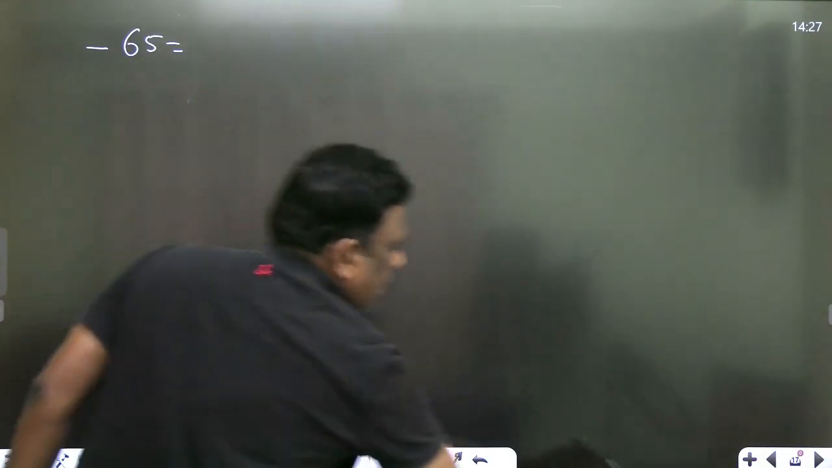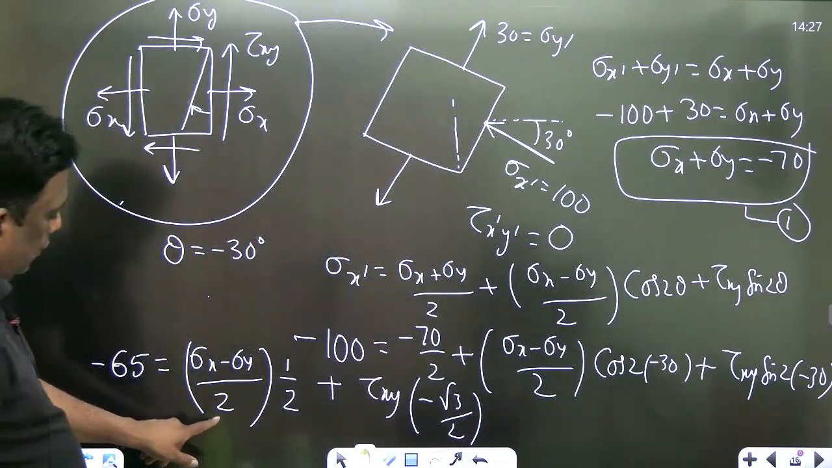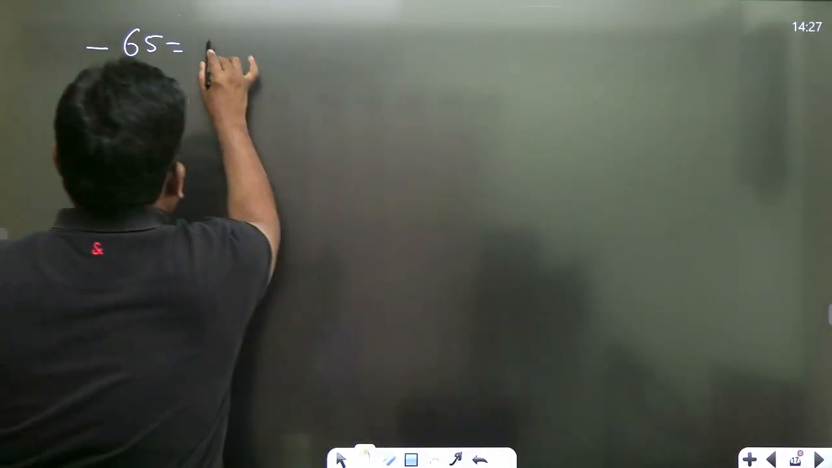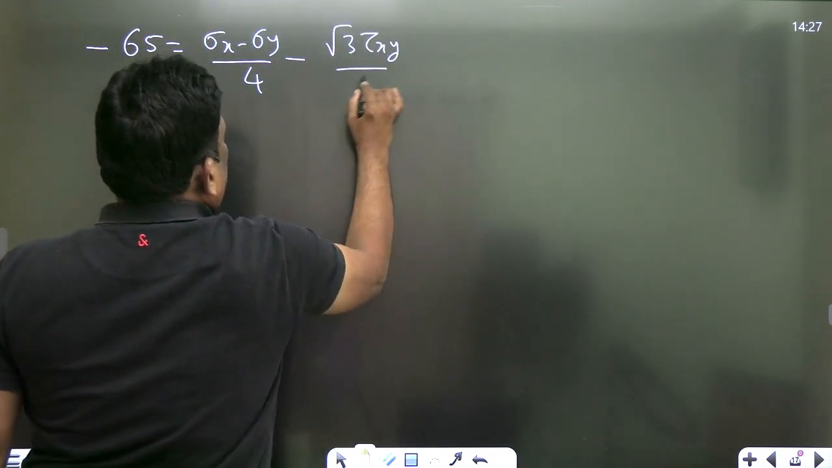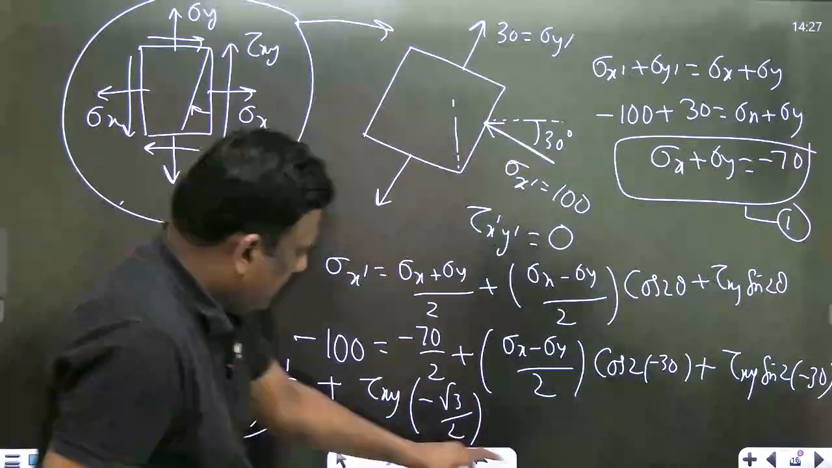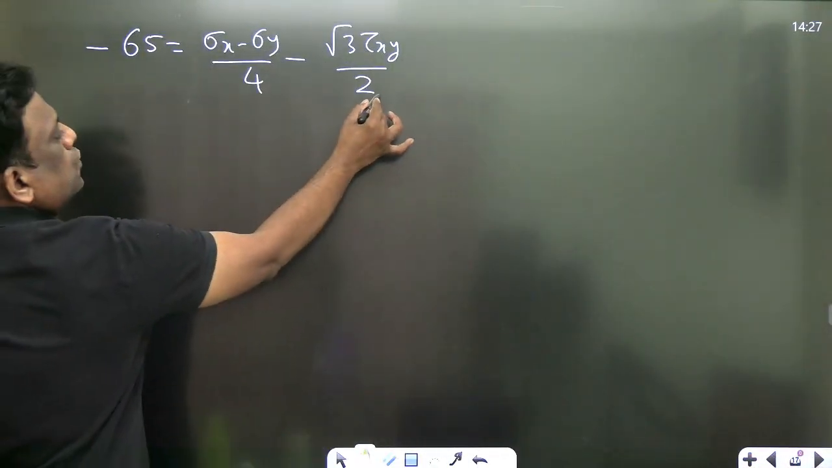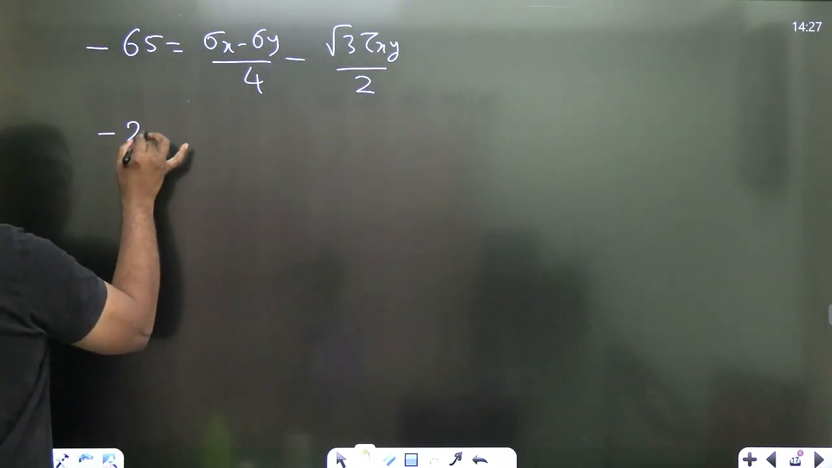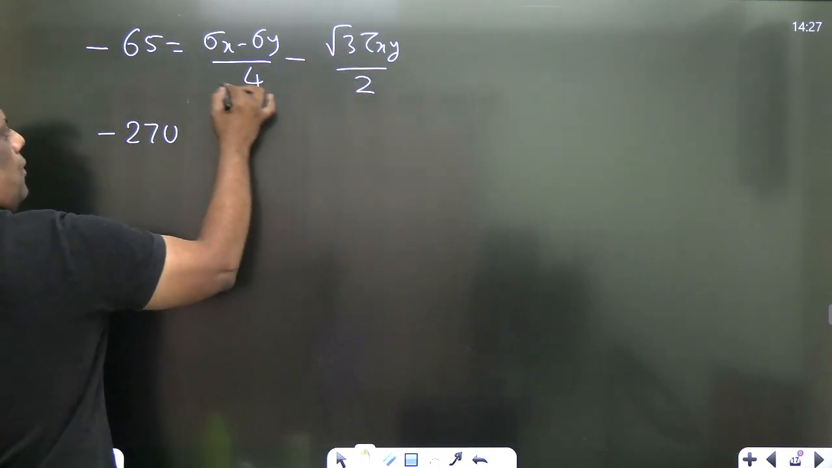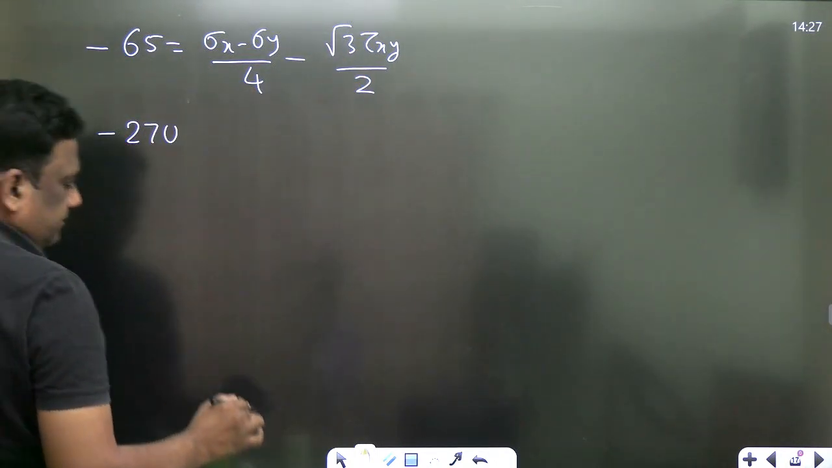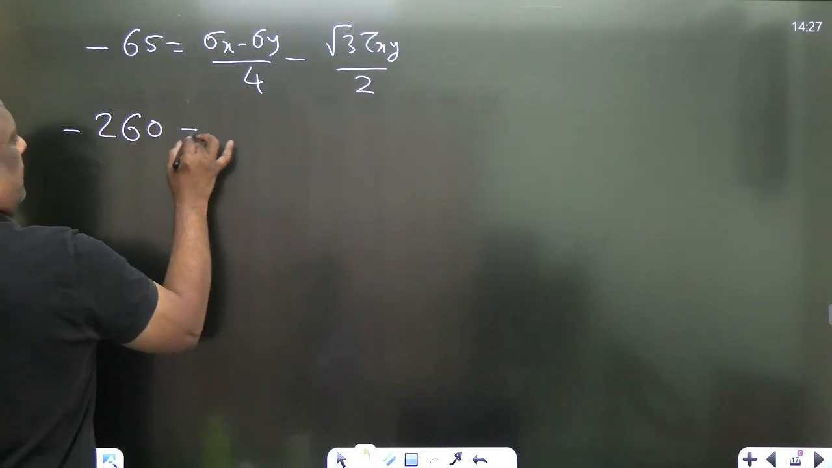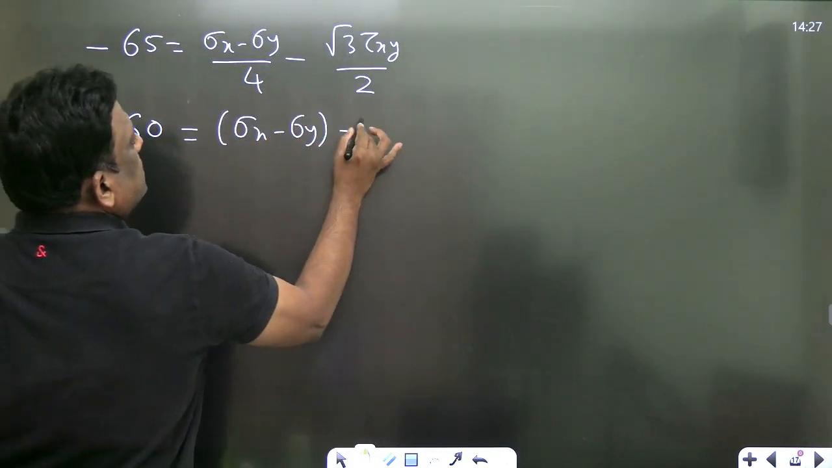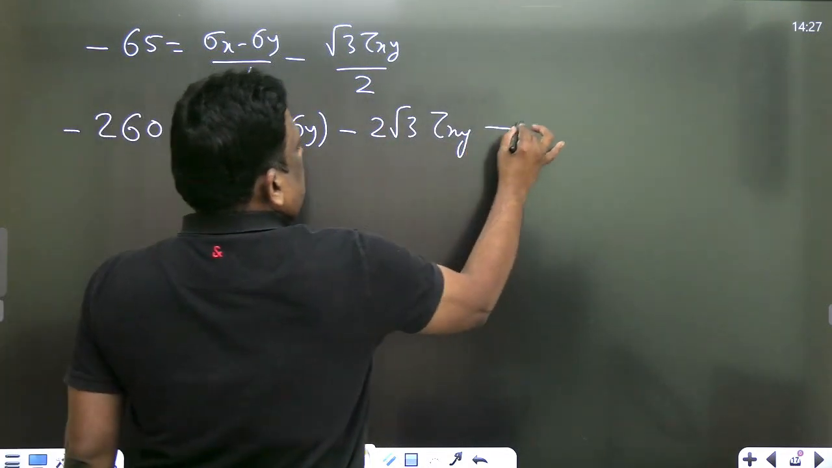So what will we do? We'll take this equation, that is minus 65 is equal to sigma x minus sigma y by 4 minus root 3 tau xy by 2. Let me check once, minus root 3 tau xy by 2. Excellent. So if we multiply this by 2, minus 270 will come, if I am not wrong. The LCM is 2, 2 2 is 4, 4 65 65 is 130, 130 is 260. I have gone crazy like you. Correct? It will be equal to, I have just rearranged the equation. Let this be equation number 2.